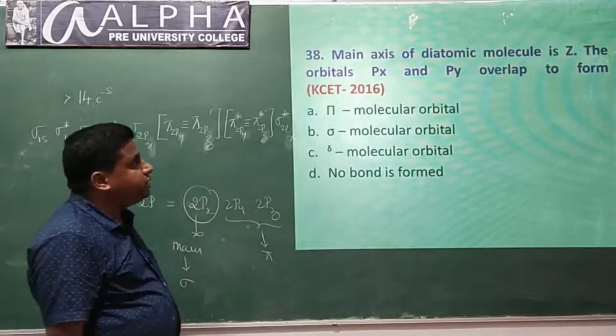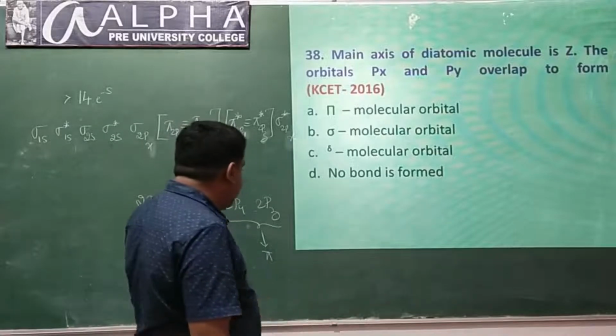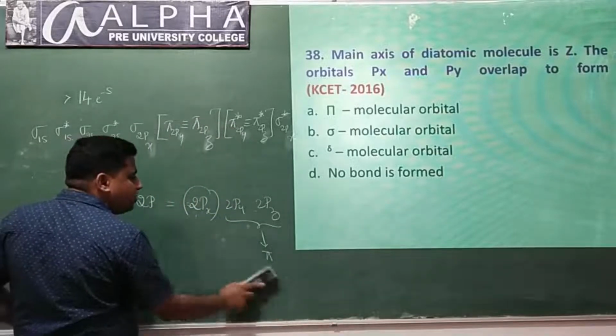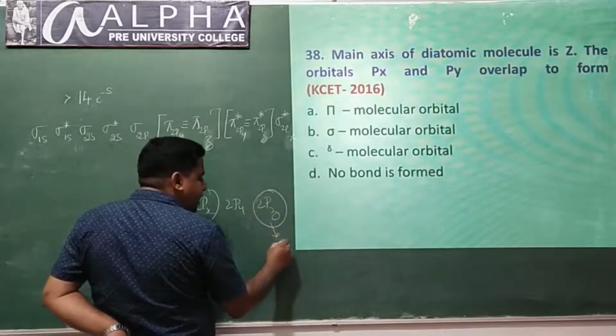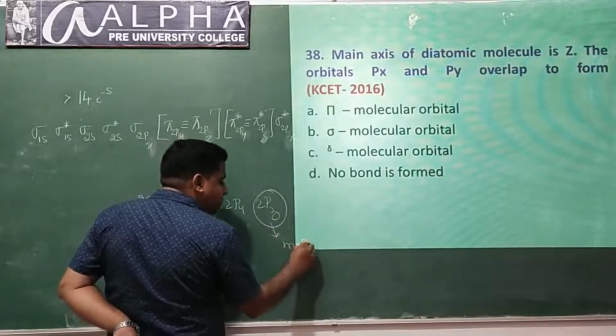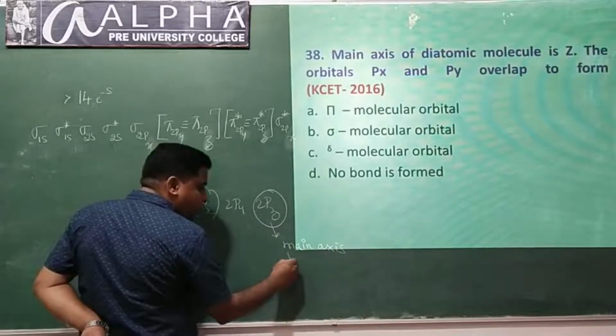Now the question is, the main axis of the diatomic molecule is Z. That means they have chosen 2pz as the main axis. If they have chosen this as the main axis, that means this is going to form what?